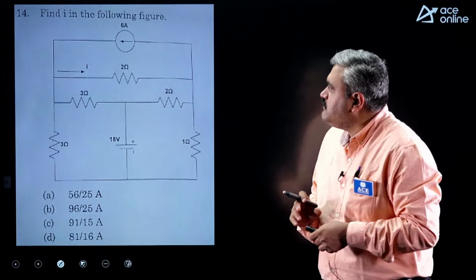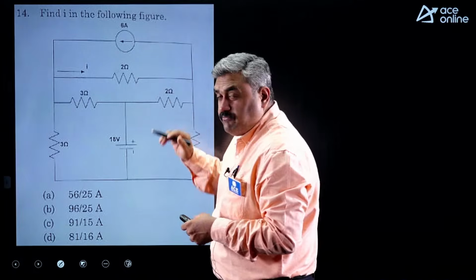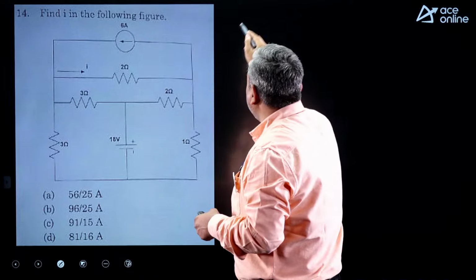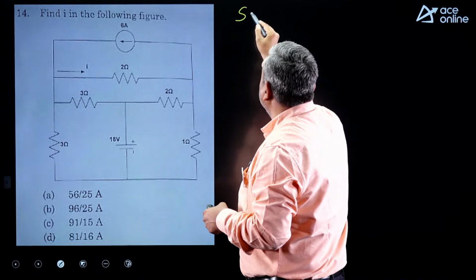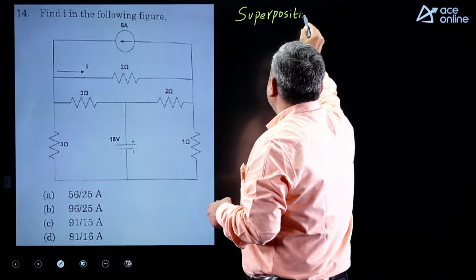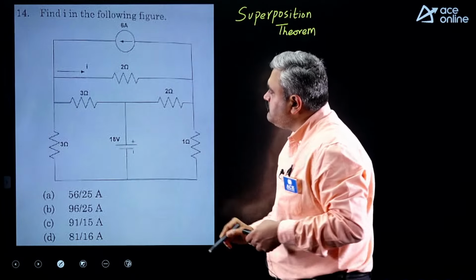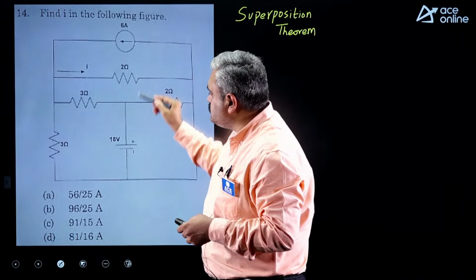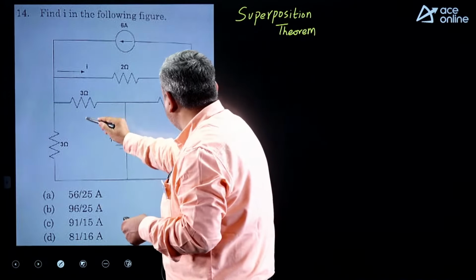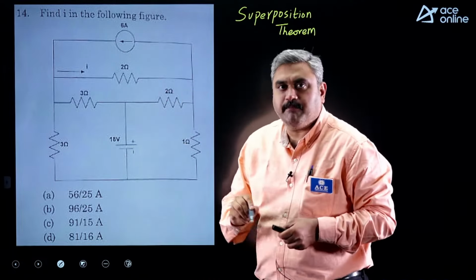If you observe this question carefully, there is no first-hand simplification here. There is a current source and a voltage source, so better to apply the superposition principle. If you apply the superposition theorem, you can go with one source at a time. If I am opting only for the 6 amps current source, I short circuit the voltage source. This 3 and this resistance will come in parallel, and again 2 and 1 also will come in parallel.